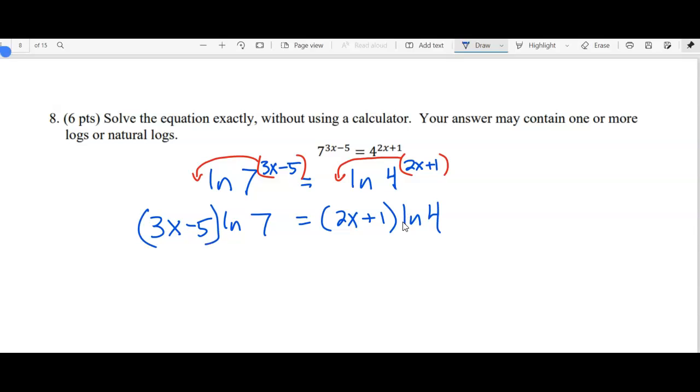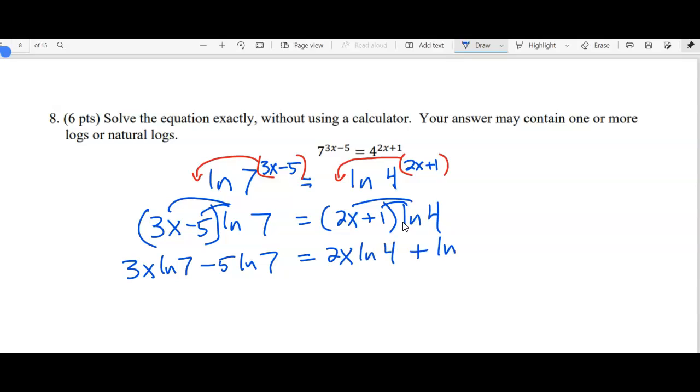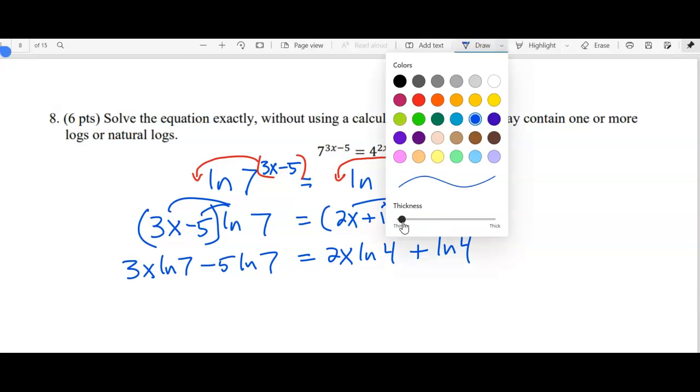So what we have done by taking natural log of both sides is we've made the exponent that has the x in it come down in front where it's now easier to solve. We now need to distribute, because we're trying to solve for x, and there are two different x's. We need to get them all loosened up and on the same side. So we have 3x ln of 7 minus 5 ln of 7 equals 2x ln of 4 plus 1 times ln of 4. Okay, looking better.